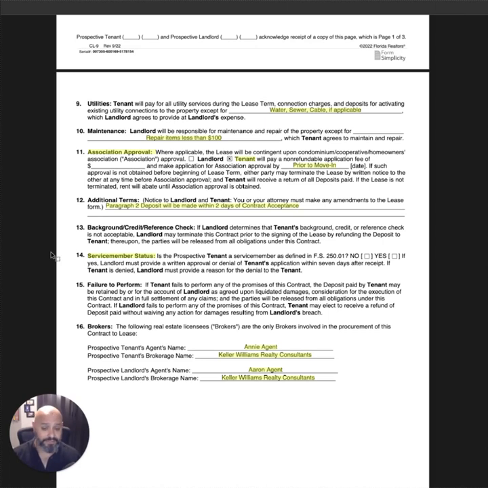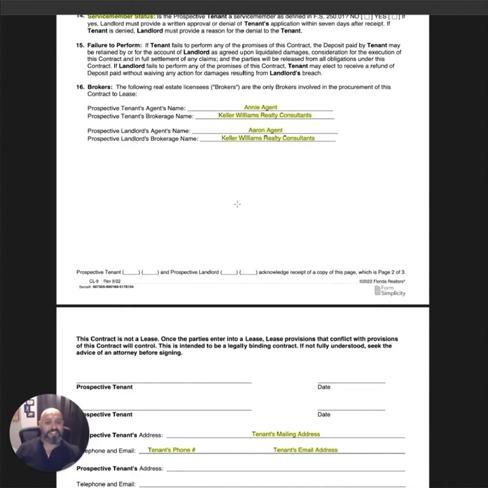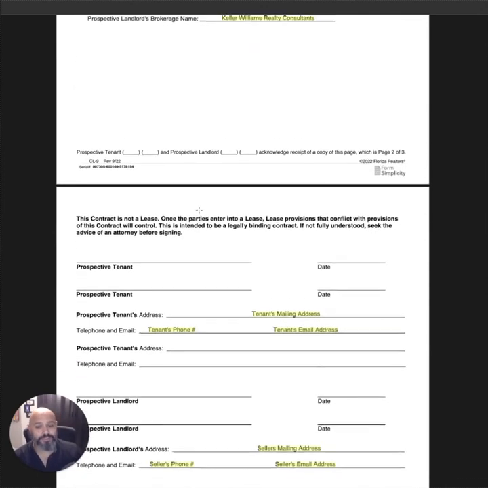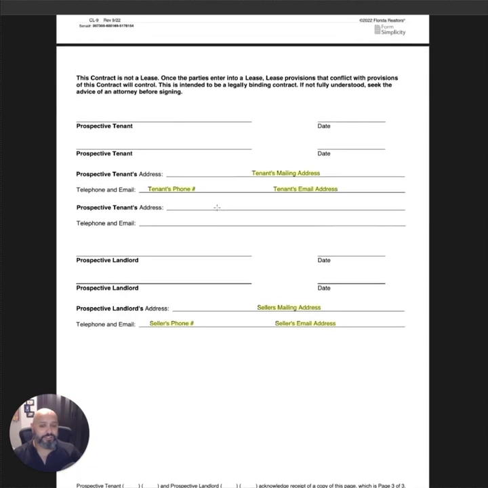Okay, paragraph 16, we're going to put the names and the brokerage name of the agents that are involved, the tenant's agent and the landlord's agent. So we have Annie Agent and Aaron Agent, both from Keller Williams Realty Coral Springs, in here. Okay, and then the signature page, it's important to note that this contract is not a lease.